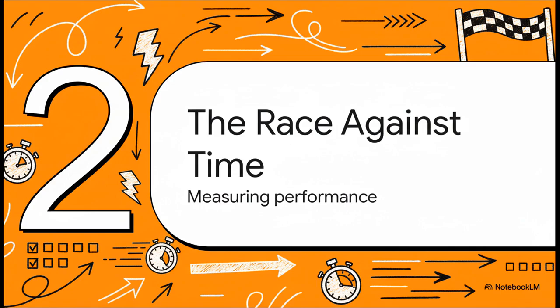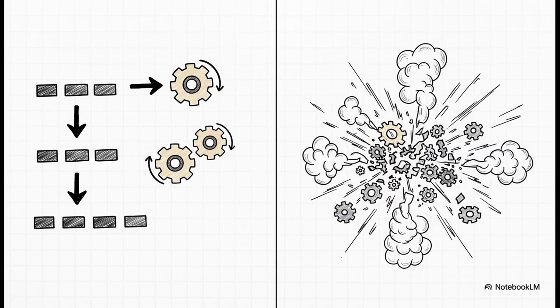But let's be honest, a lot of the time, all of those things take a backseat to the one metric that often matters most, pure raw speed. In computer science, we measure speed with something called time complexity, or you'll often hear it called big O notation.